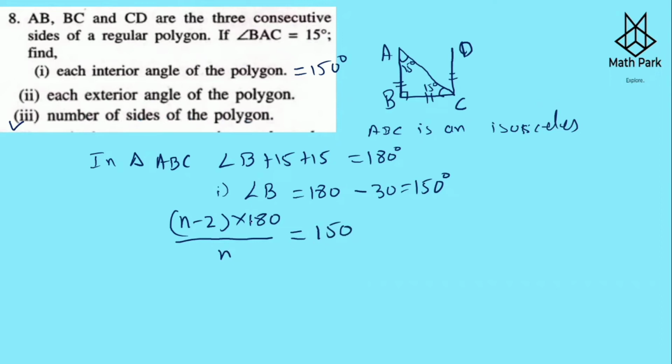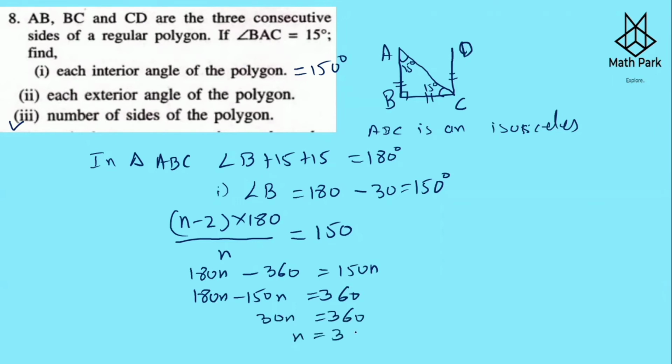Let us solve this equation. So we get 180n minus 180 times 2, which is 360, is equal to 150n. 180n minus 150n is equal to 360. So 180 minus 150 is 30, so 30n is equal to 360, or n is equal to 360 divided by 30, which we get as 12. So this is how we find the number of sides the polygon has: 12.